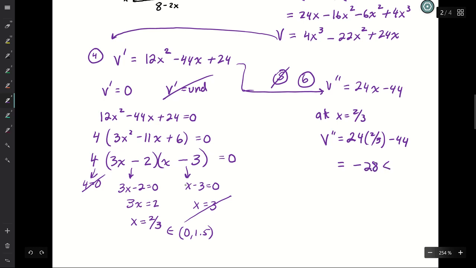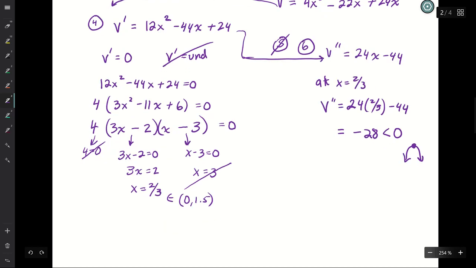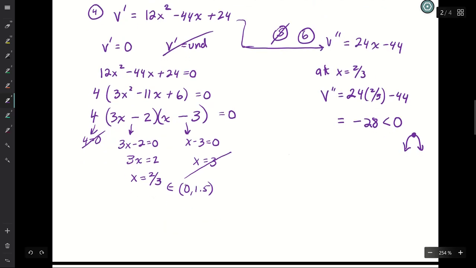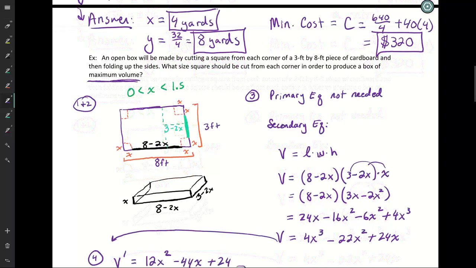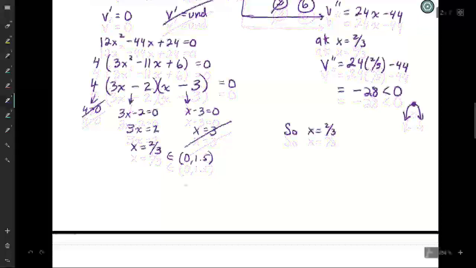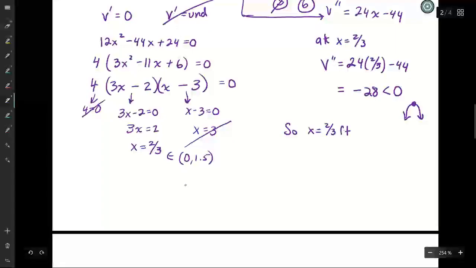Negative 28 is less than 0, which is going to mean I have downward concavity, which is going to produce a maximum value. Okay? So we're going to put on here, x equals 2/3, and at this point I'll go ahead and put the units back on them. I think on this problem we're talking about everything in feet. So x equals 2/3 feet produces a maximum.